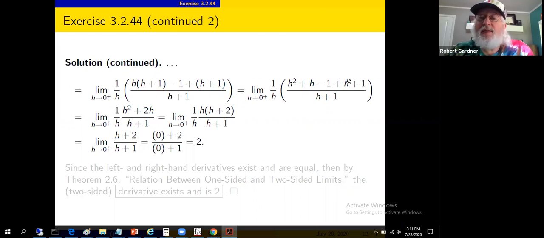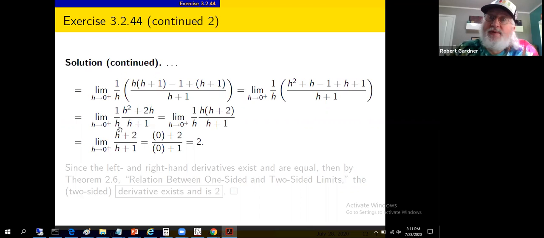Hey, the h and... no, they don't. So I saw something else cancel. The 1 and the negative 1 cancel. So that'll leave us with an h squared plus h plus h. That's an h squared plus 2h in the numerator. The denominator has the h and the h plus 1 in it.